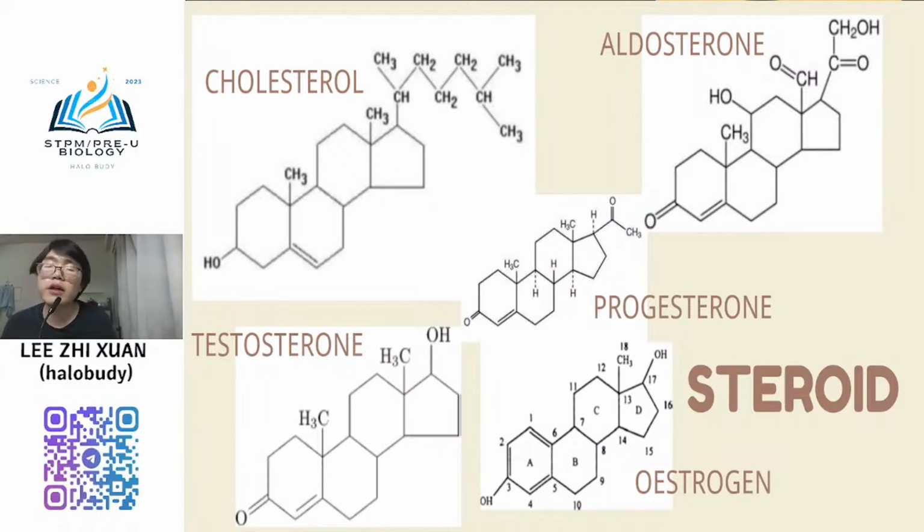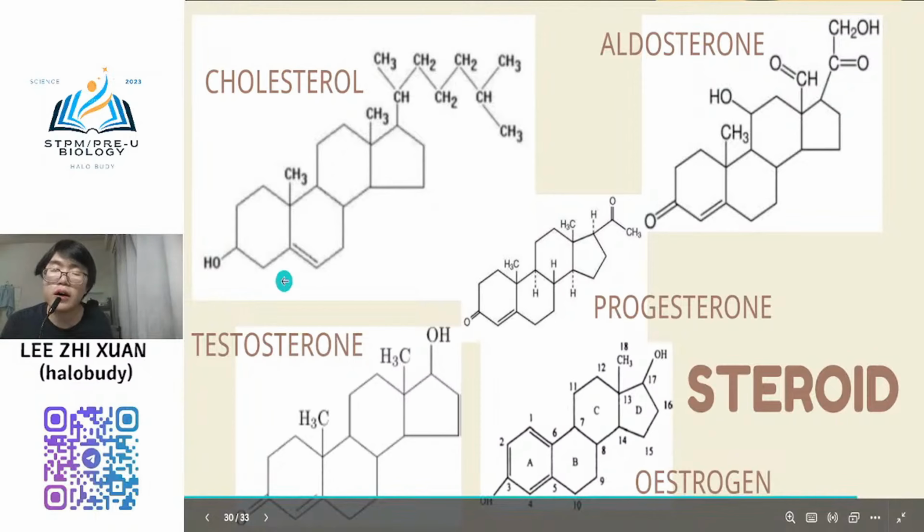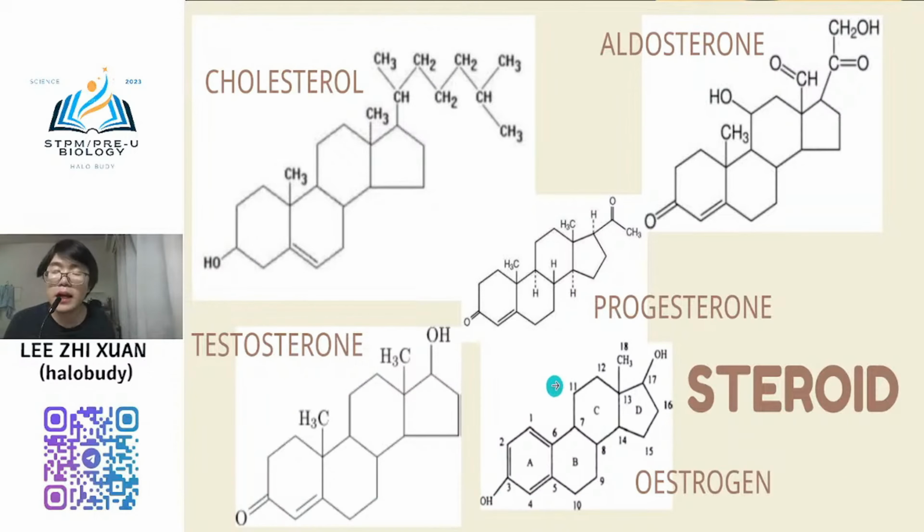So all of us have these hormones, including the sex hormones. All the sex hormones are steroids. You can see progesterone, estrogen, and also testosterone. Progesterone and estrogen, both of them are female sex hormones that play a major role in menstruation, and testosterone is a key hormone for male. And also there is aldosterone, which plays a role in homeostasis. And another one, the most famous one, cholesterol.